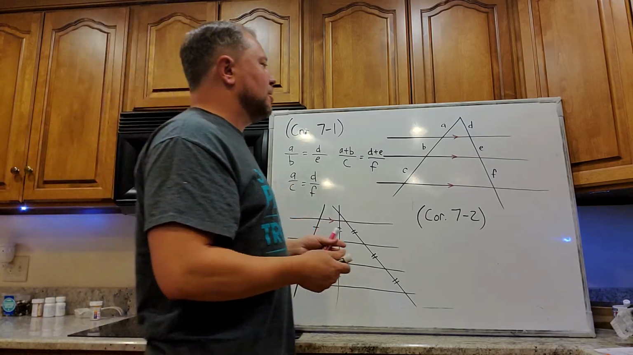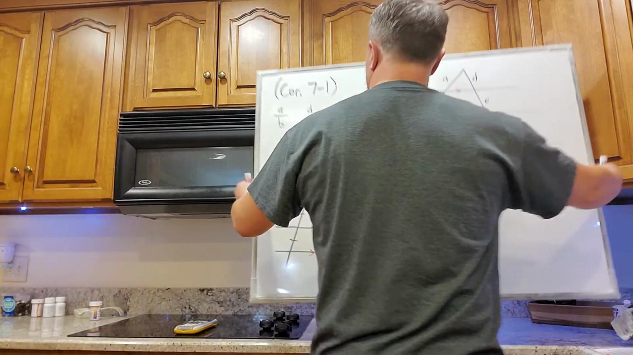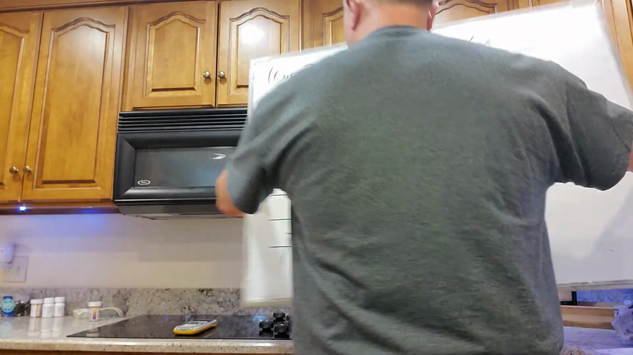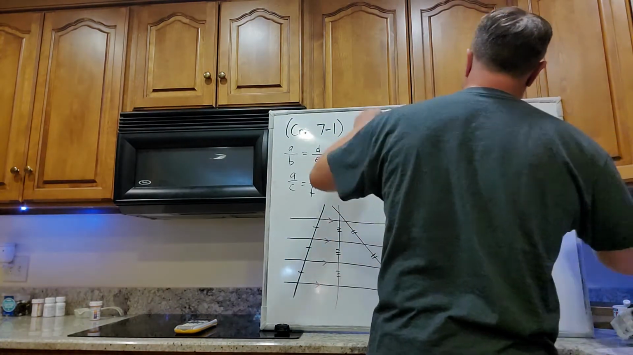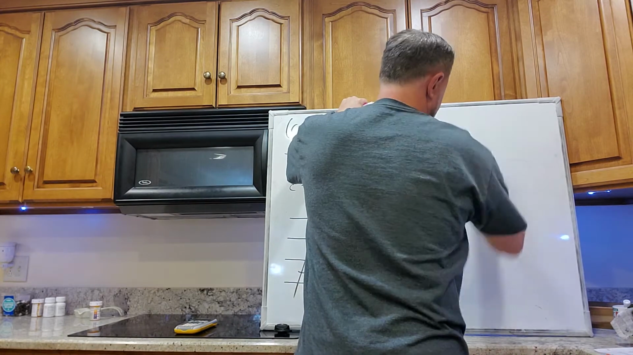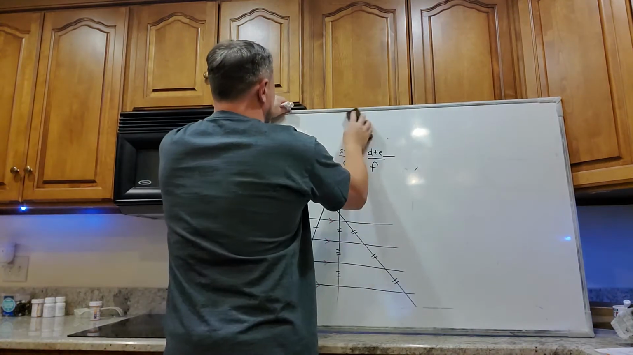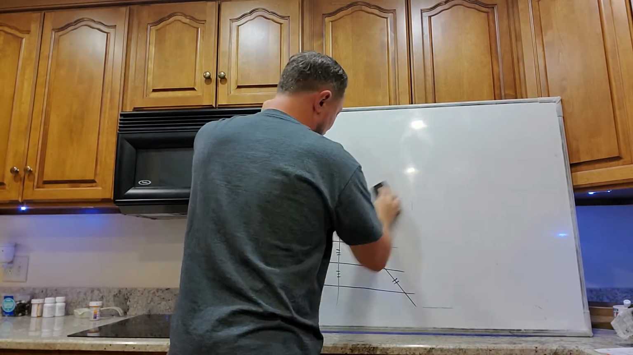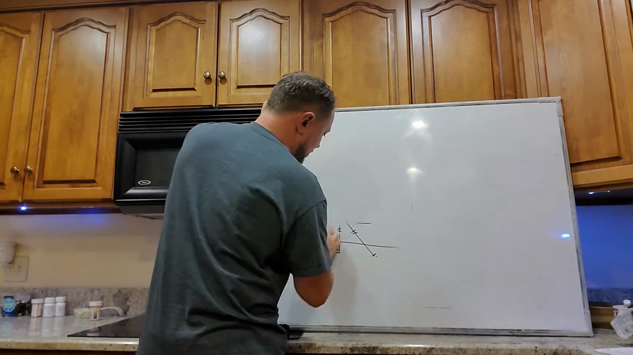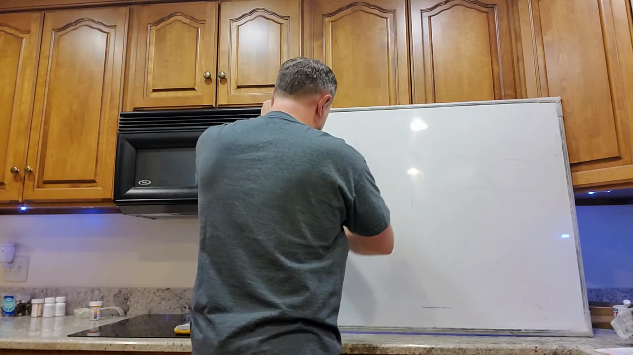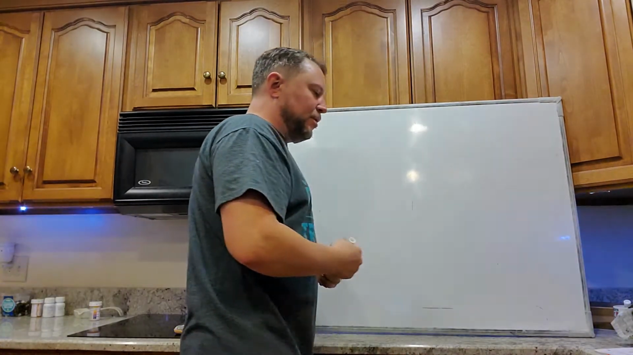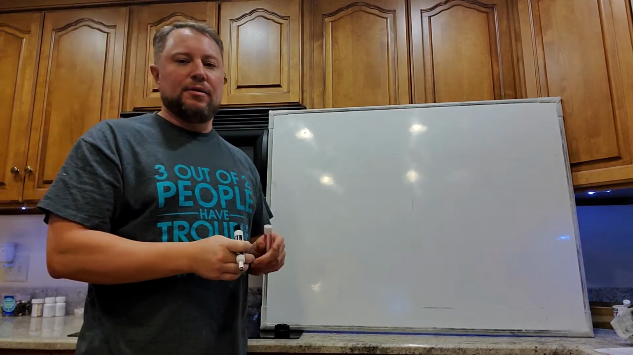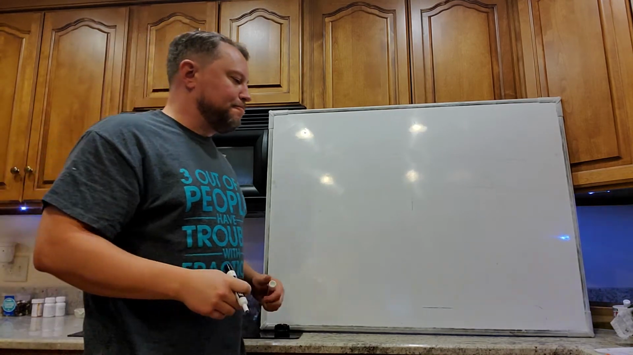All right, so those are all the corollaries and theorems for this section. Now I'm going to jump into some problems. So I'm just going to go ahead and erase this side here. And let's make use of those postulates, theorems, and corollaries we just learned today.